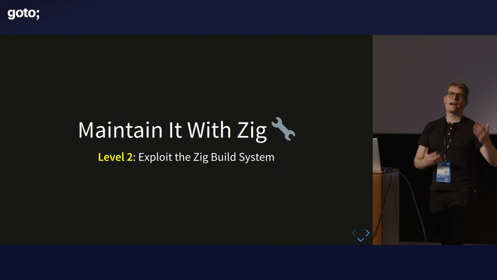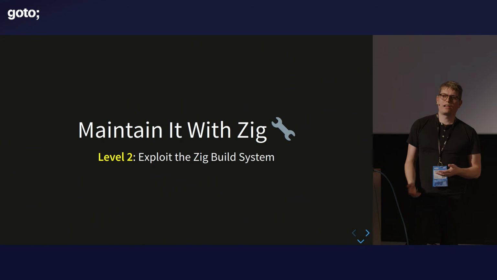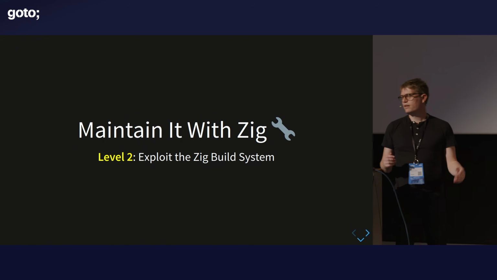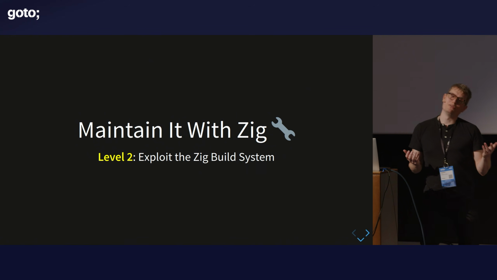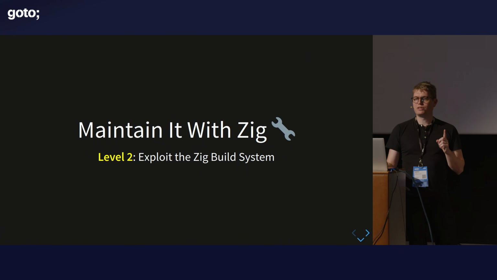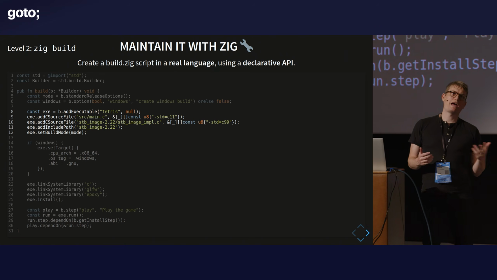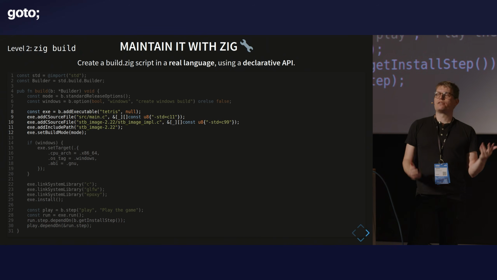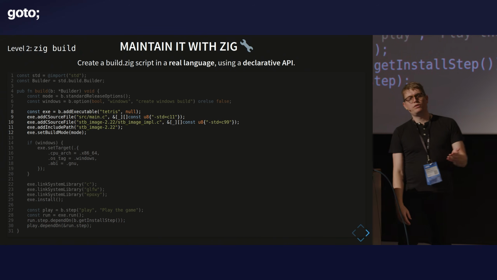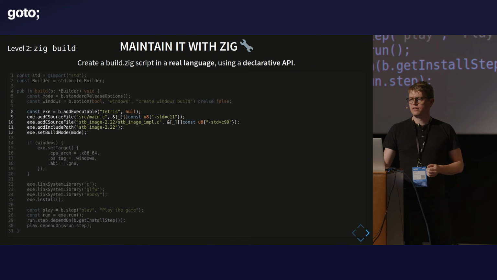That's if you want to try out, I don't know, maybe a C, C++ compiler with the seatbelts on. But once you get past level 1, maybe you want to play with level 2. Level 2 is when you exploit the Zig build system. And so I showed you that command line where we could just paste a bunch of C files in there, and okay, you could throw that in a shell script or something. Or you could create a build.zig script.